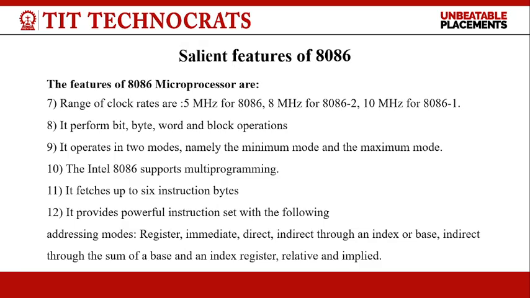Next, the Intel 8086 supports multiprogramming. In multiprogramming, the code for 2 or more processes is in memory at the same time and executed in a time multiplex fashion. An interesting feature of 8086 is that it fetches up to 6 instruction bytes, 4 instruction bytes for 8088 and 6 instruction bytes for 8086, from memory, and stores them in a queue in order to speed up the instruction execution.